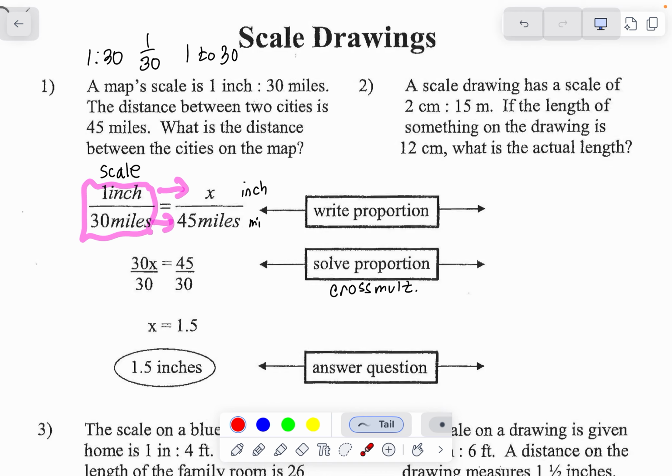That's the top piece right here. I'm going to highlight it in yellow. So they did 1 times 45, and 30 times x. So they cross multiply. That's what the top is showing. And then what were we doing with that coefficient that was stuck to our variable? That's when we divided by both sides. So then they divided it.